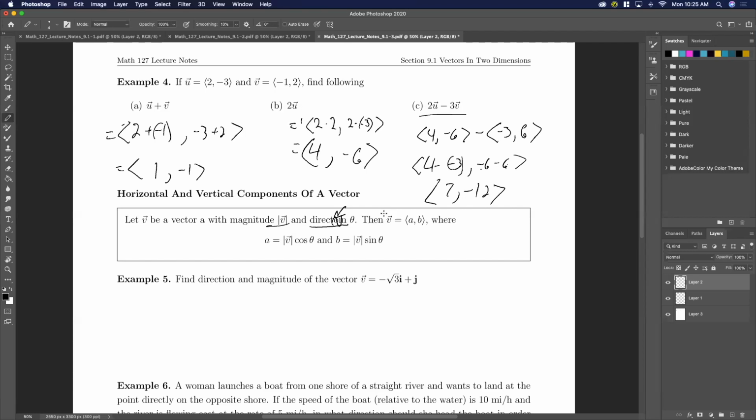Then a and b. Here we can split it up. The a component is the magnitude times the cosine of the angle, and the b component is the magnitude times the sine of the angle. We can use this: if I know the magnitude and direction, I can create the vector by just plugging it in. Or if I'm given a vector, I can reverse engineer what the direction was. So let's see if we can do that.